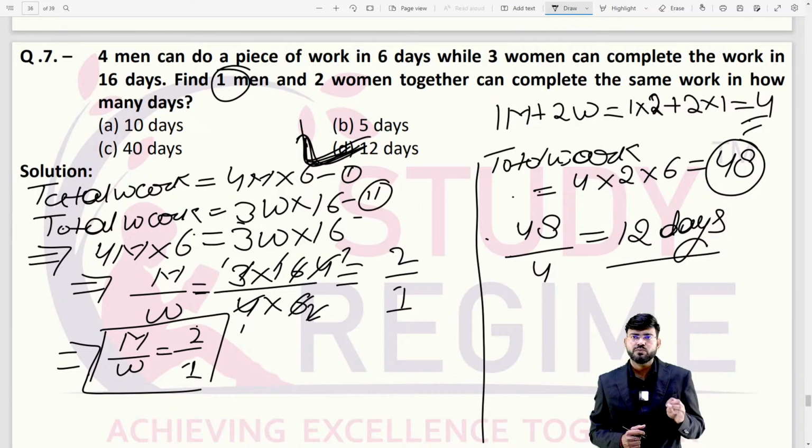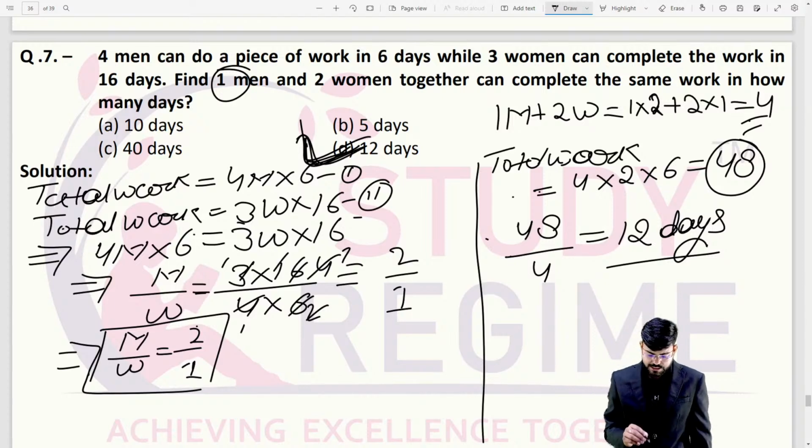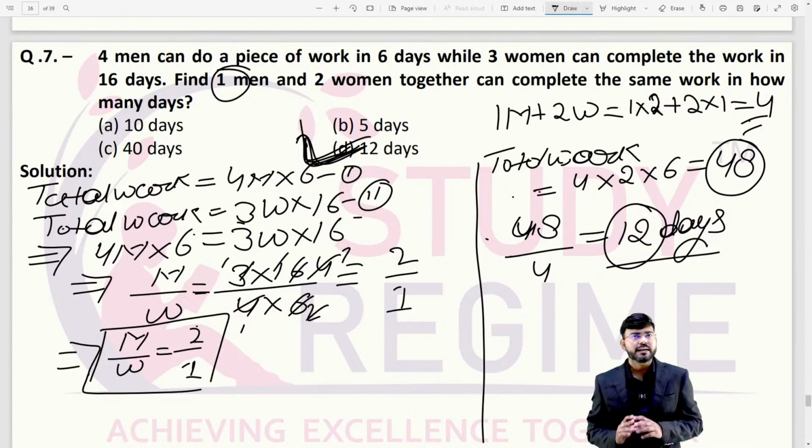If a woman is doing 1 unit of work, then men will do 2 units of work. Now in the question it has been asked that 1 man and 2 women together can complete the work in how many days? So 1 man, that is 2 into 1, and 2 women, 2 into 1. The total of 4 units of work is done, and the total work is 48. So we just need to divide 48 by 4. You will get 12 days. So your answer will be the 7th option. Clear? Okay.